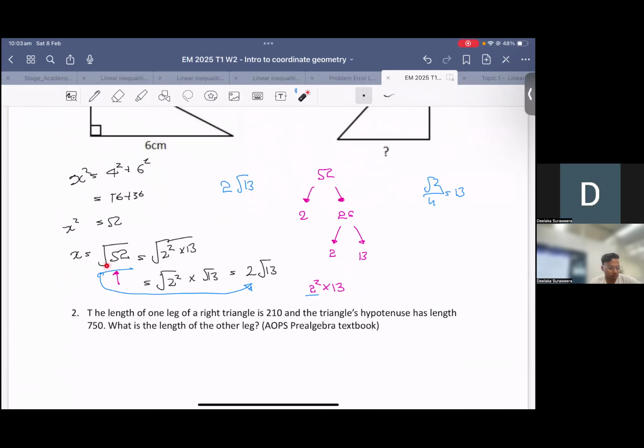But once you become comfortable, you can do it in one go. I don't do all these steps, right? I go straight from here to here. But at the start, you might need to do a few extra steps.